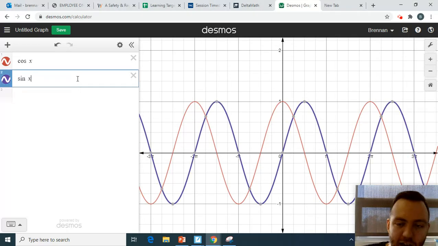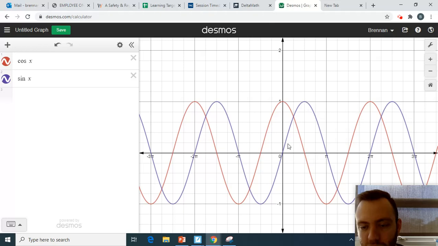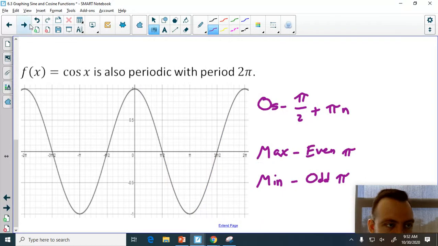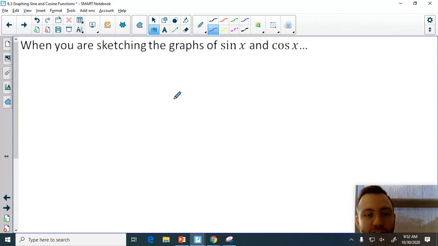And just to see what they kind of look like together, here's what they look like together, right? Again, like literally the same thing, except this is moved over pi halves, right? If this is pi, halfway is going to be pi halves. So it's just kind of scooted over pi halves from each other. Just something to note.